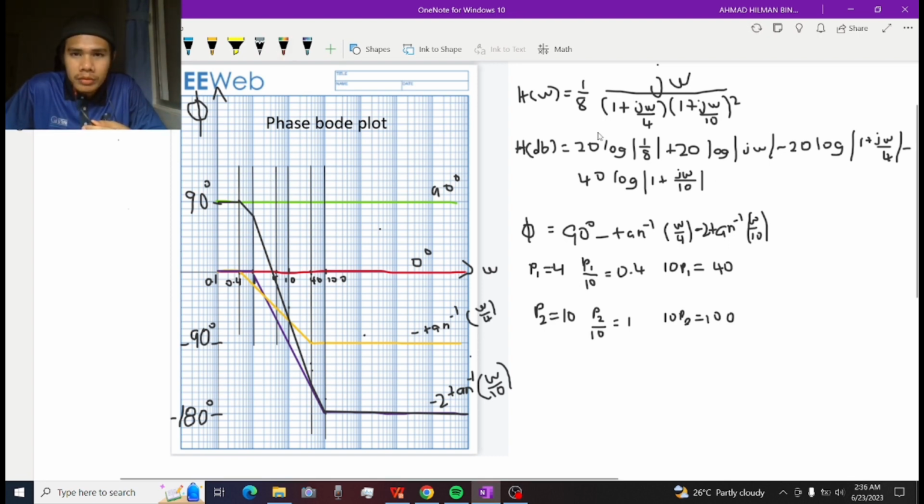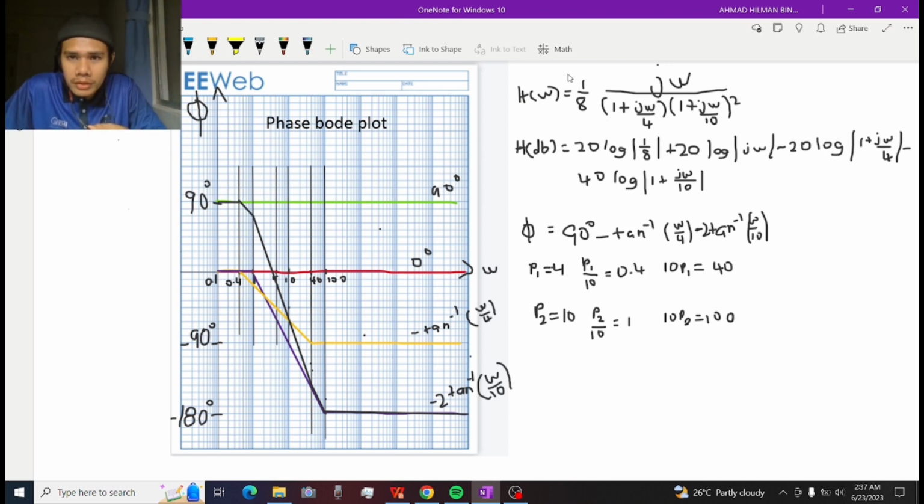So I will explain to you how to plot the phase Bode plot. From the transfer function we have here 1 over 8 times j omega over 1 plus j omega over 4 times 1 plus j omega over 10 to the power of 2. So to plot the phase Bode plot, we have to transform this into phase angle.